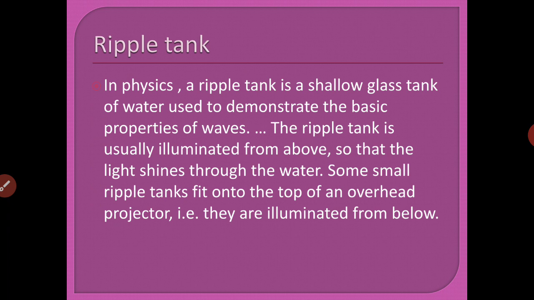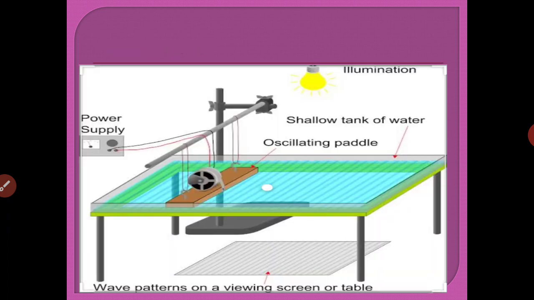The ripple tank is usually illuminated, meaning that it is lit from above, so that the light shines through the water. Some small ripple tanks fit onto the top of an overhead projector, that is, they are illuminated from below. Here I show you the diagram of a ripple tank.